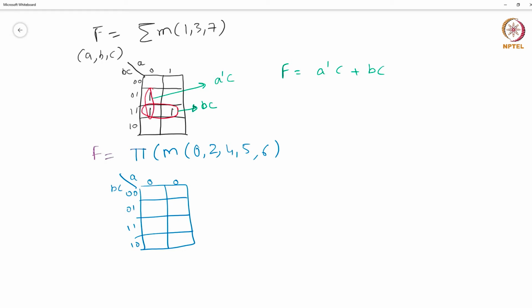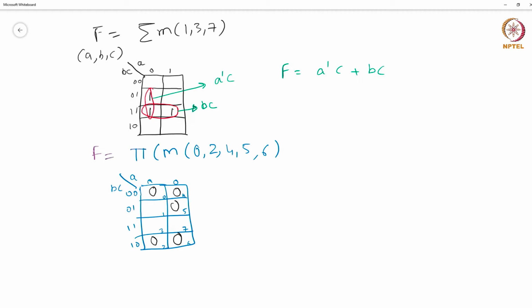Another way which sometimes helps us is to write in one corner the cell numbers: this is 0, this is 1, this is 2, this is 3, this is 4, 5, 6 and 7. Now for this term, these are the zeros, so I'll put them in black so that it is more visible. So this is 0, and 2, and 4, 5 and 6.